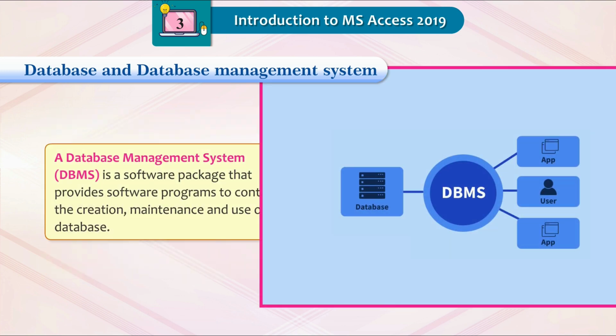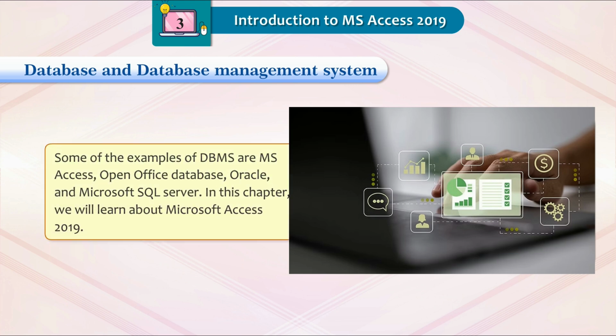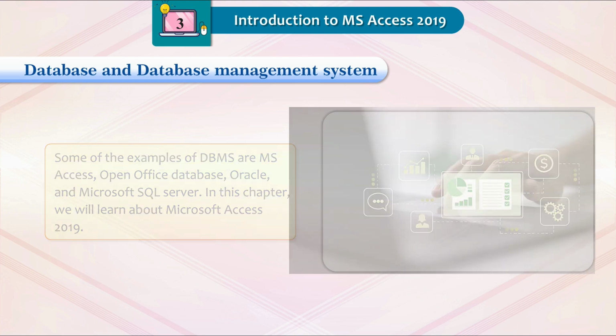A database management system, DBMS, is a software package that provides programs to control the creation, maintenance, and use of a database. A DBMS that stores data in the form of tables and enables you to join the tables by creating a link between them is called a Relational Database Management System, or RDBMS. Some examples of DBMS are MS Access, Open Office Database, Oracle, and Microsoft SQL Server. In this chapter, we will learn about Microsoft Access 2019.